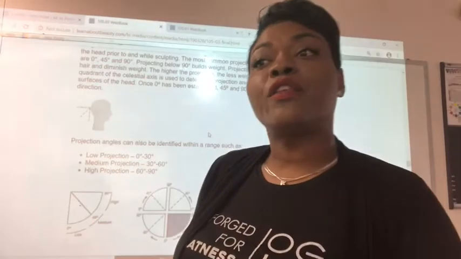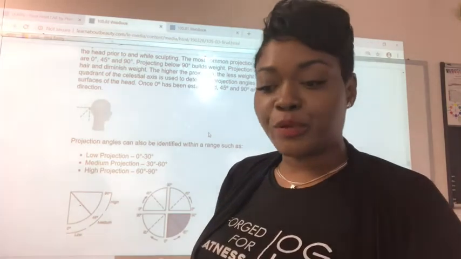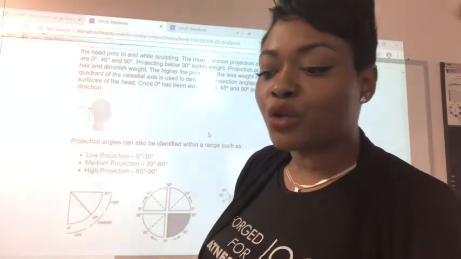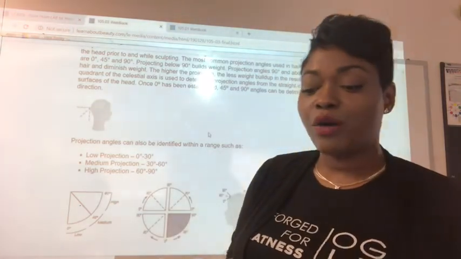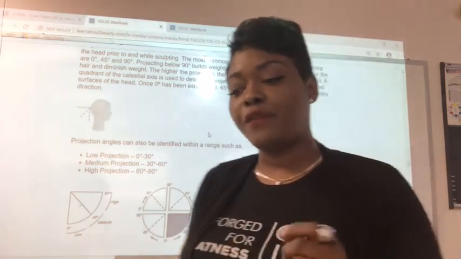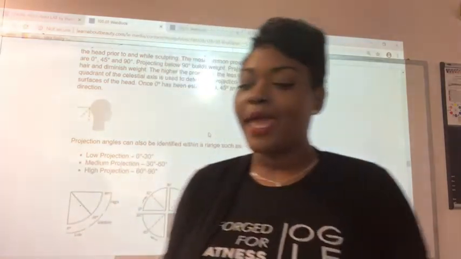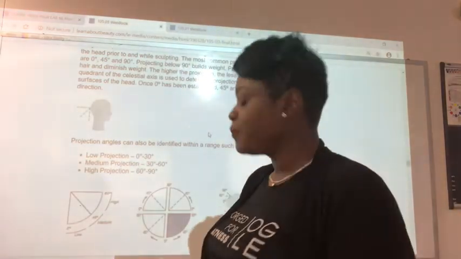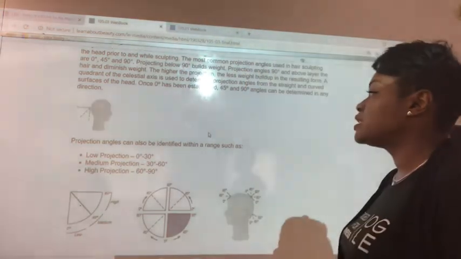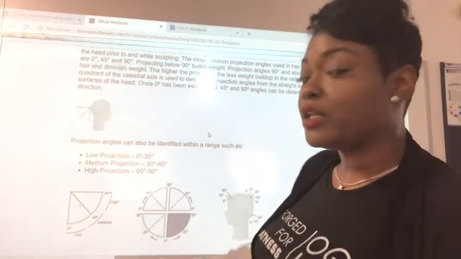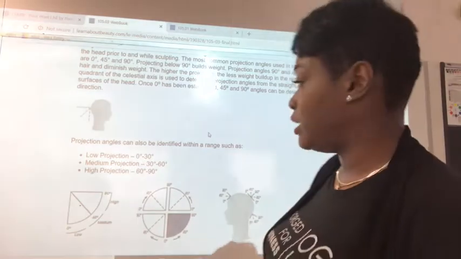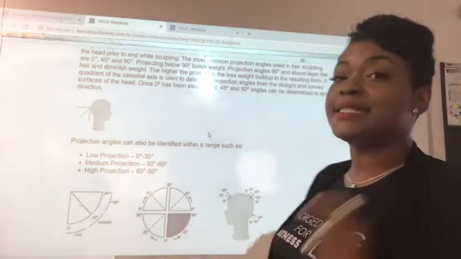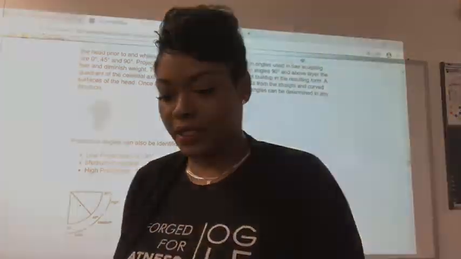So now we're on the fifth sculpting procedure, which is projection. Projection, also known as elevation, is the angle at which the hair is held in relation to the curve of the head prior to and while sculpting, okay? Low projection is considered 0 degrees to 30 degrees. Medium projection is 30 degrees to 60 degrees. And high projection is 60 degrees to 90 degrees.